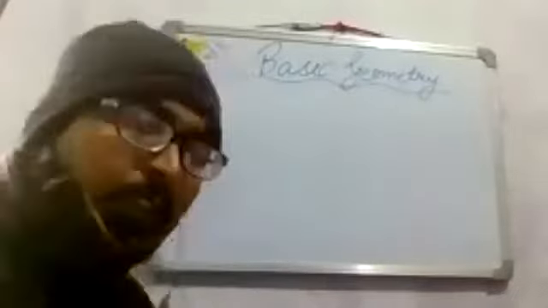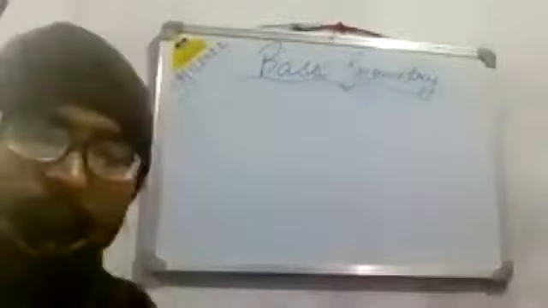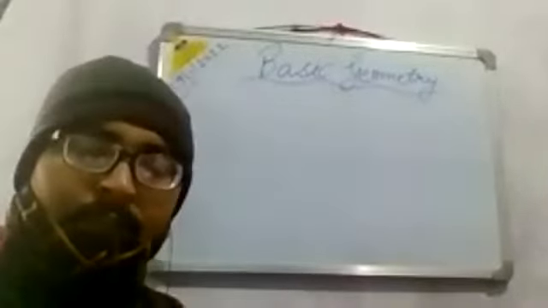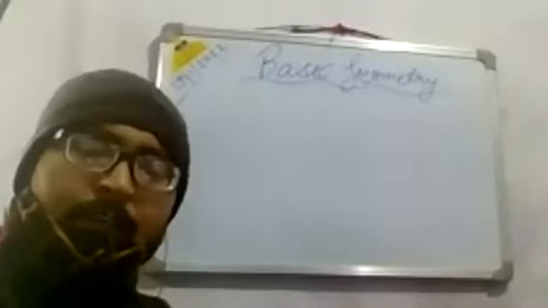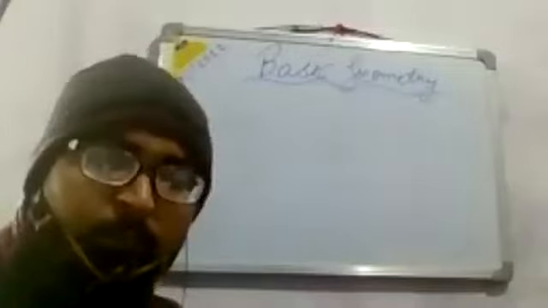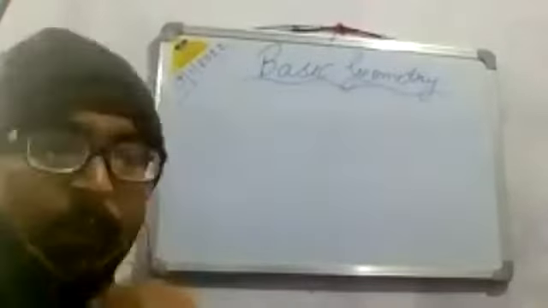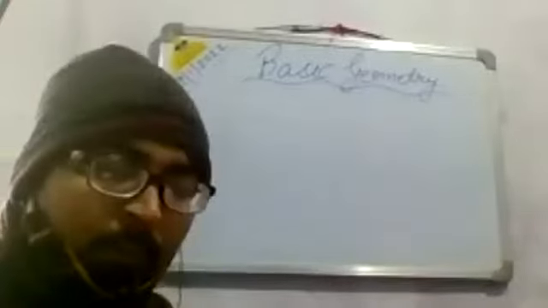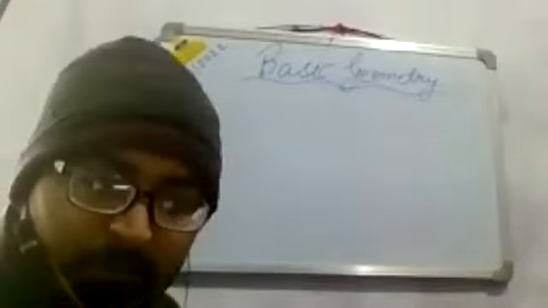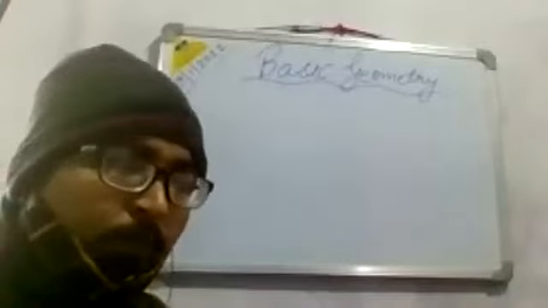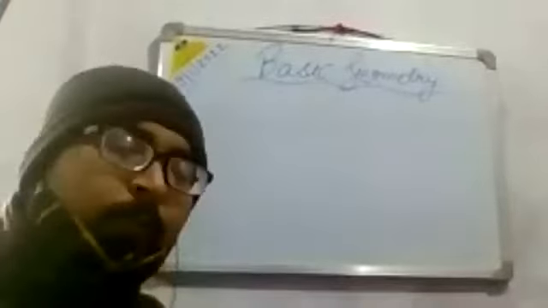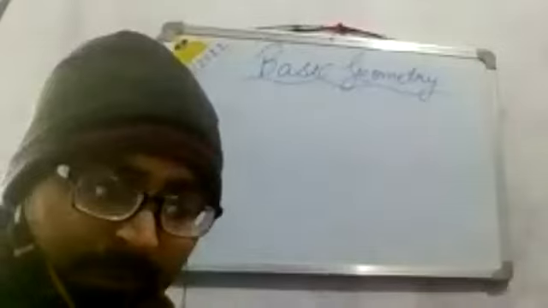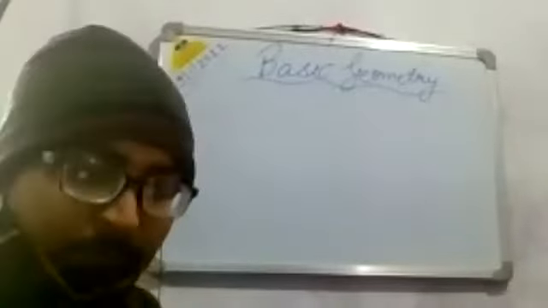Today we will learn about some more different concepts of geometry. In previous classes, in two or three classes, we were discussing different types of solids and their properties. We have seen the properties of cube, cuboid, and also the properties of cylinder, cone, and a sphere.